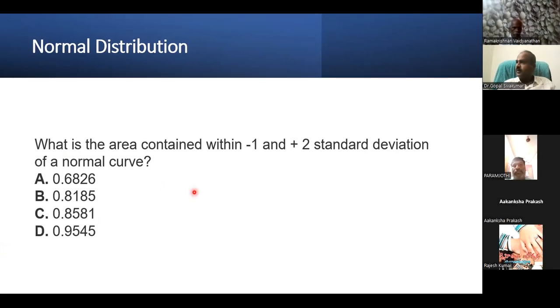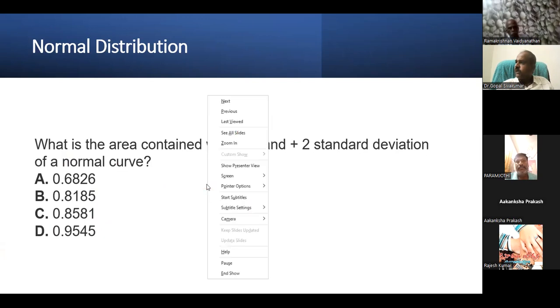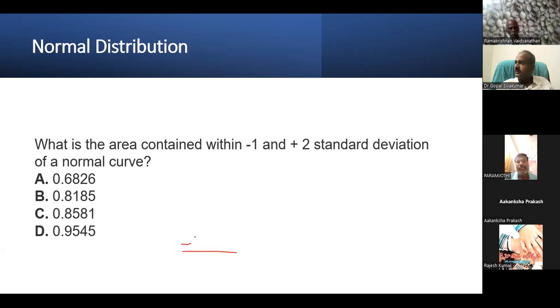Because we know -1 to +1 is 68%, isn't it? Let us draw the graph and try to understand. So here is your normal distribution curve. Center point is 0. This is -1, and this is +1. And now one of you please tell me what will be the area inside? 68%. Am I right? Correct. So half of which will be 0.34. I mean 34%. This is also 34%.